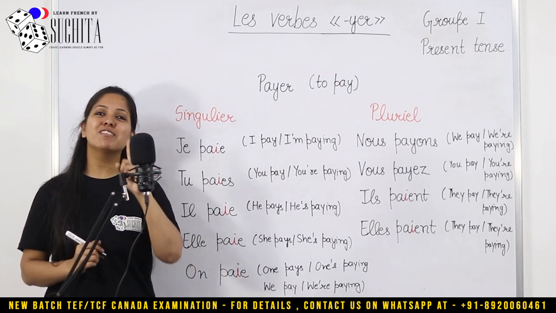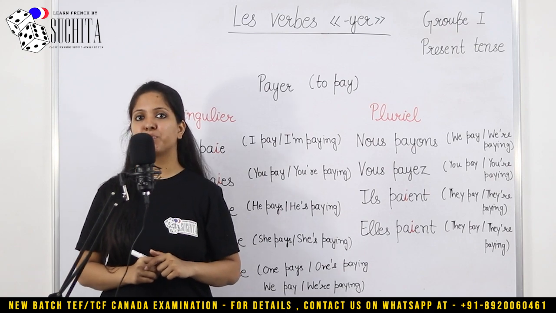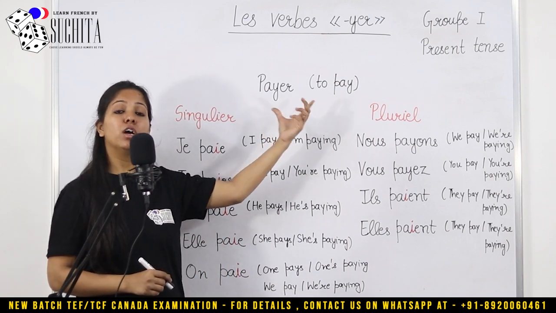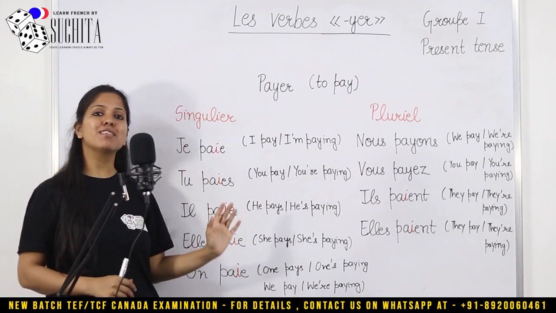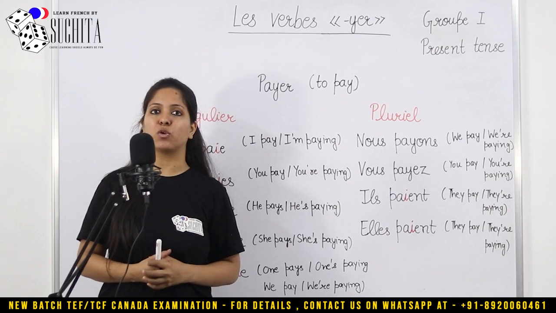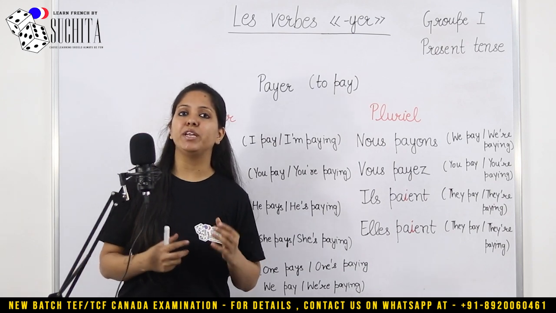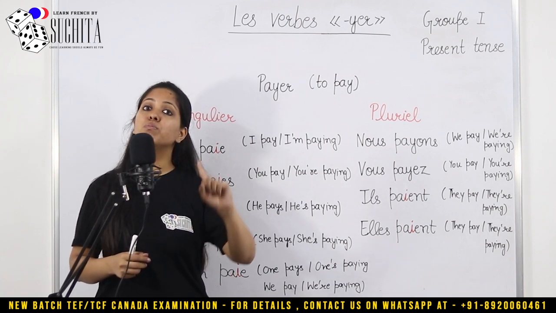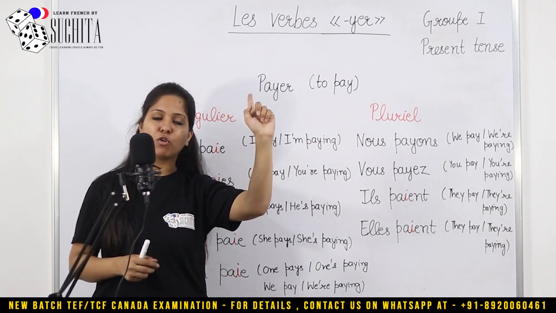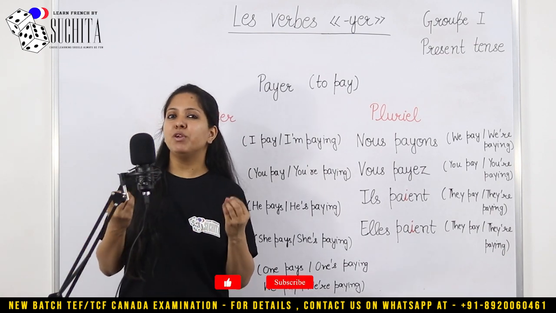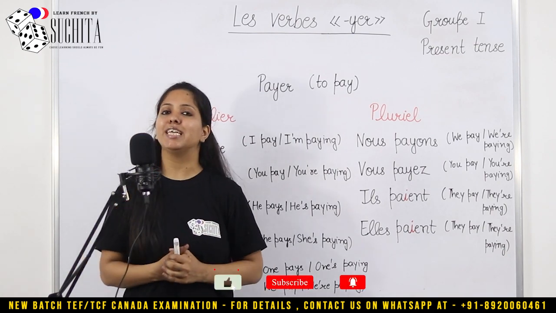Okay, we'll look at the first verb, which is payer. Now, it is ending with YER. Before this, I'll just give you a brief recap of how you actually conjugate the ER verbs. I had already uploaded the video on ER verbs in the present tense. If you have not watched that video, I'm dropping the link in the card above. You can watch that video first and then come back here again. But I'll provide you with a brief recapitulation of how you conjugate the ER verbs.